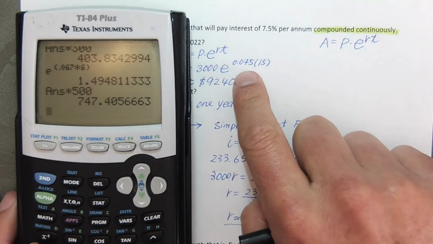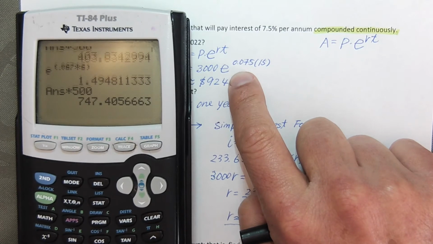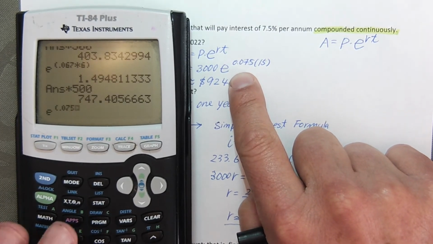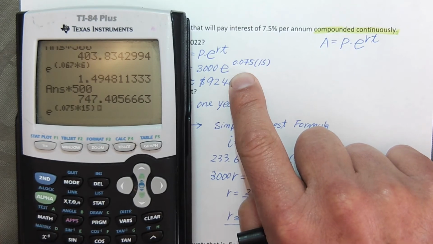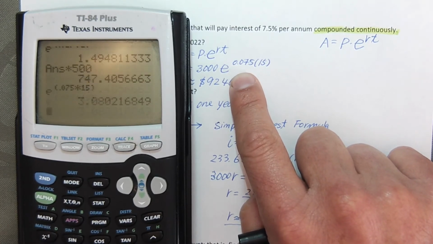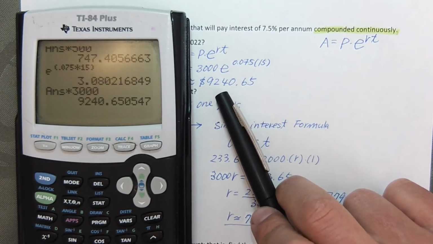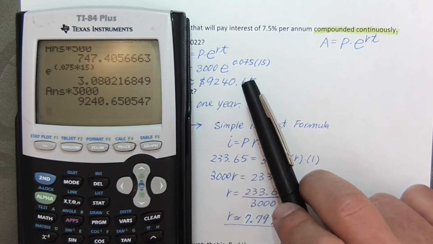I'm going to start with the E, second ln. And I'm going to use parentheses, 0.075 times 15, close parenthesis, equals, times 3,000. You can see that comes out to be $9,240.65.